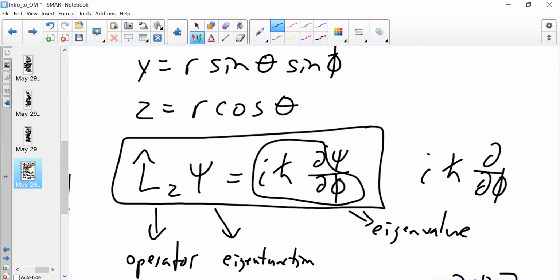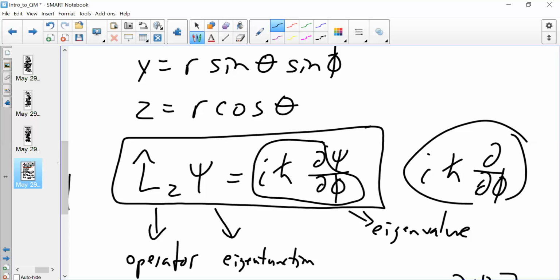LZ psi is equal to i h bar del psi del phi. Okay, so like we did with the Hamiltonian before, H psi equals E psi. Well, it's the same idea. So LZ is an operator, psi is an eigenfunction, and i h bar del del phi is an eigenvalue. The wave function is going to dictate what kind of eigenvalues we get. And there's going to be a particular integer value that we denote by the letter m, which is going to be the orbital angular momentum quantum number.